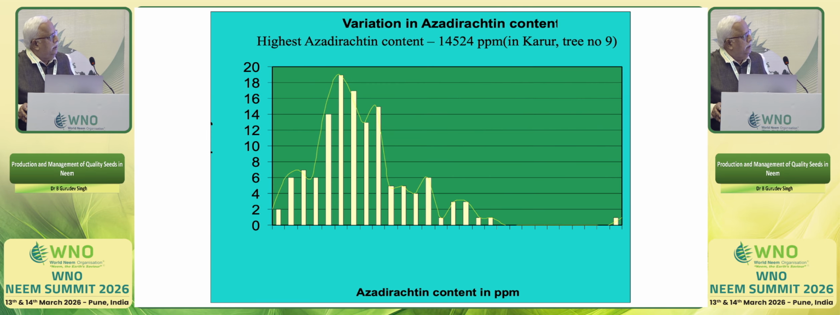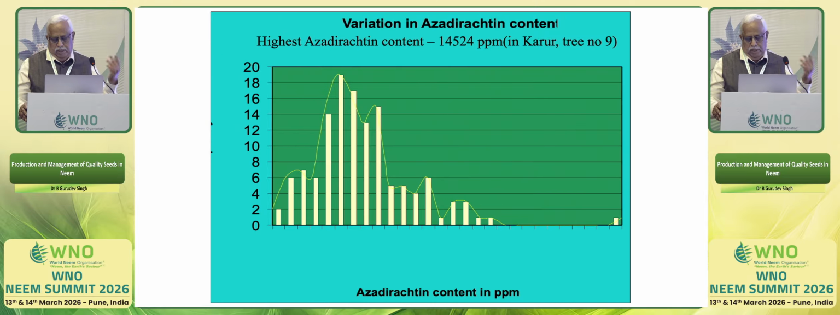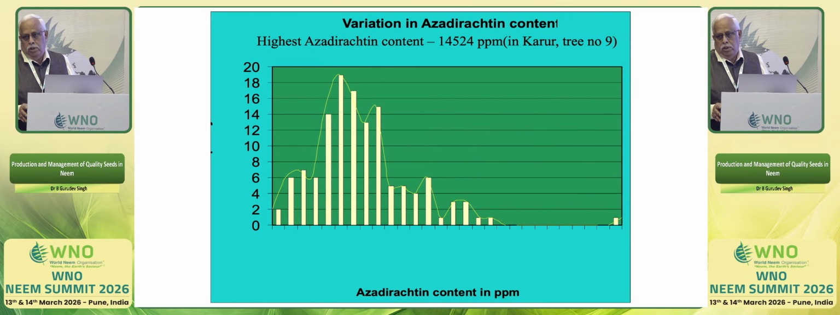Likewise, the azadirachtin content also you can see. In our total number of trees, it varies from about 2,600 ppm to about 16,000 ppm. So this is one population in Tamil Nadu, Kalangal near Karur. We saw that all the trees in that particular population had aza content of more than 10,000 ppm.